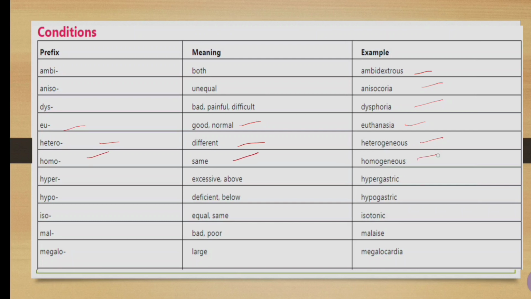Homo means same, homogeneous. Hyper is excessive or above. Hypo means deficient or below, for example hypogastric. Iso means equal, same, for example isotonic. Mal means bad or poor, for example malaise. Megalo means large, enlargement, for example megalocardia.